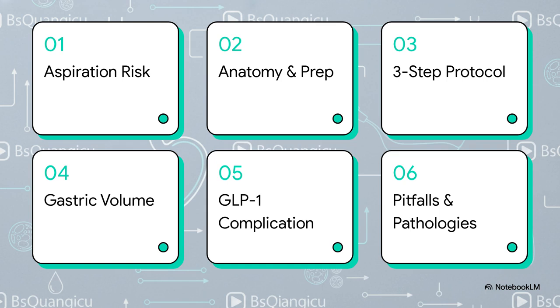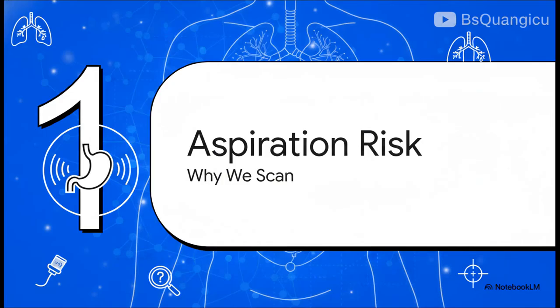Okay, let's just lay out our roadmap really quick. We're hitting pulmonary aspiration risk, anatomy and prep, our 3-step protocol, calculating gastric volume, the new GLP-1 complication, and finally, pitfalls and pathologies.